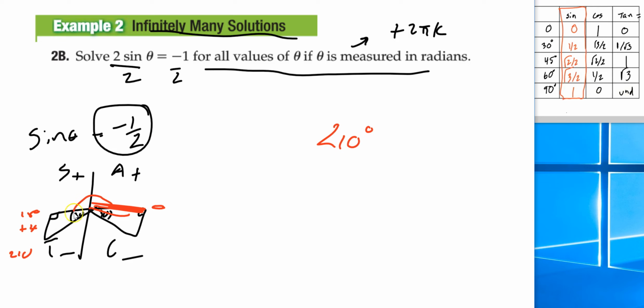Now, I wanted infinitely many solutions, so my answer actually should be 210 plus 2 pi k. What that does is it makes you go around a full circle to hit 210 again. Just keep on going around. So that's that one, and then we also do the same thing with 330 plus 2 pi k. So yeah, this means you're going around a full circle each time you want to hit it.